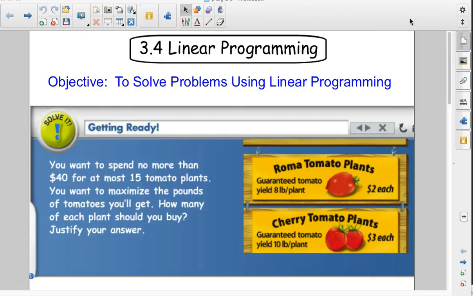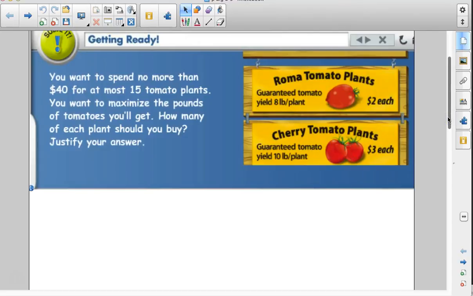It says to solve problems using linear programming, our getting ready is you want to spend no more than $40 for at most 15 tomato plants. You want to maximize the pounds of tomatoes you'll get. How many of each plant should you buy? And then justify your answer. Now with this one, we're not necessarily going to go through and solve the whole thing, but I do want to set it up with you, because really we know what to do once we get the word problem set up. We know how to graph those linear inequalities. It's just a matter of getting to that point.